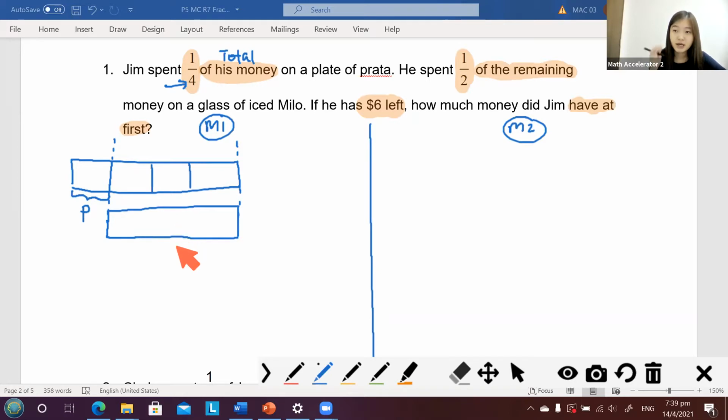This is the remainder, and he's going to spend half of it, which means you need 2 units. So split it into 2 here. Half of this is going to be for the ice Milo, so I put M for Milo. And what is left? He is left with $6. Make sure you're drawing the model, follow along. This is $6 and this is what is left.